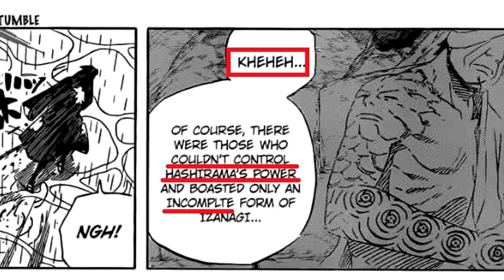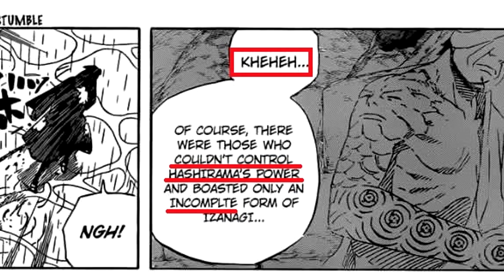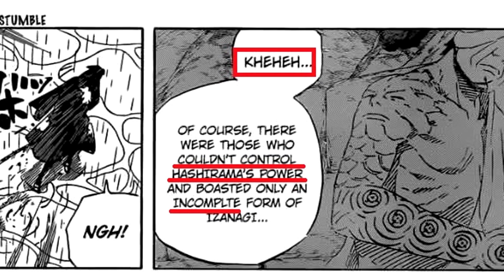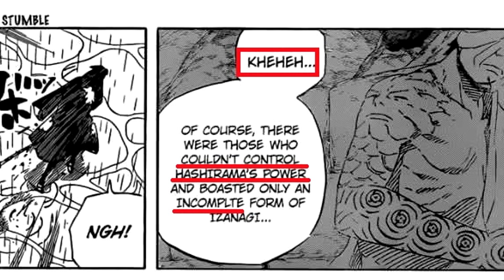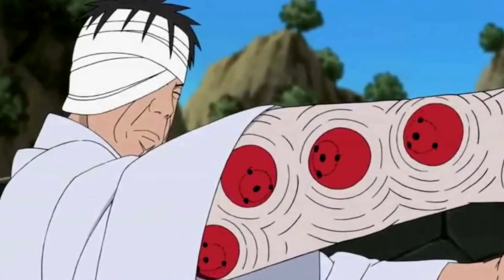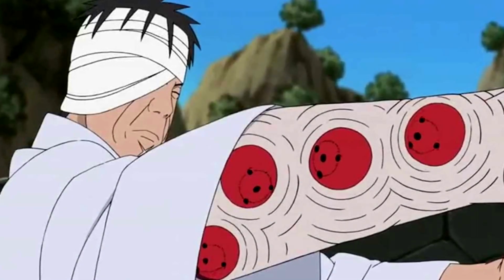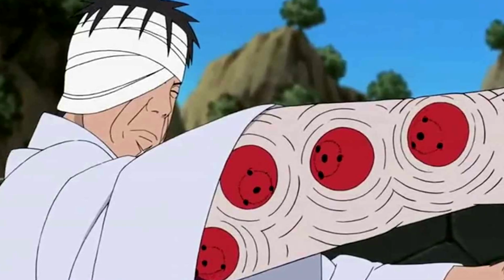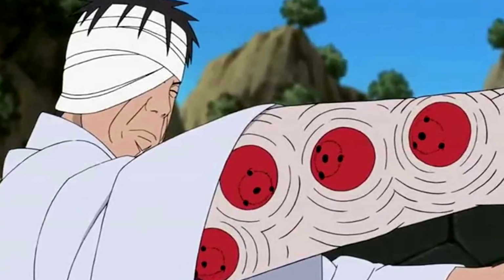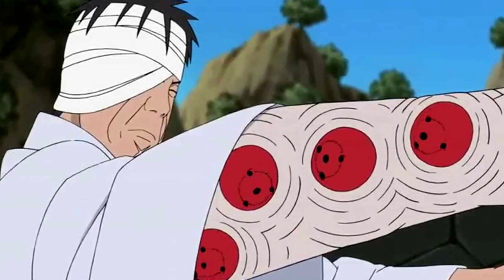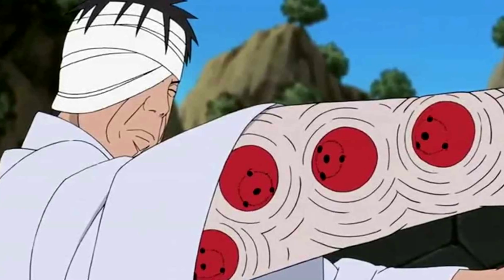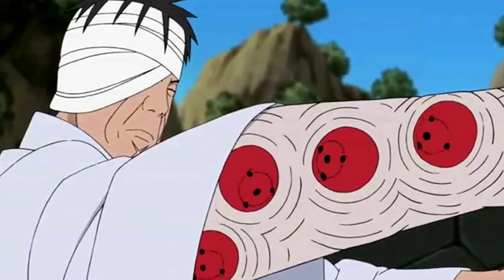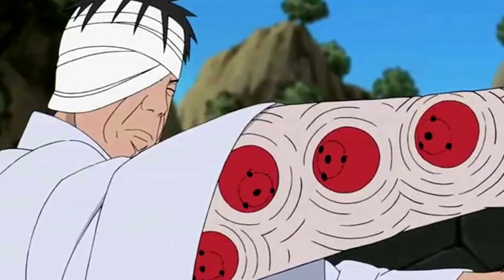Speaking of Danzo, there are 2 other ways that Izanagi can be used, aside from directly casting it from one's eye socket, anyway. Danzo was able to plant 10 Sharingan in his arm, and I have no idea if this allowed him to see out of all of his armholes, but regardless, he was able to use Izanagi from each of these Sharingan.